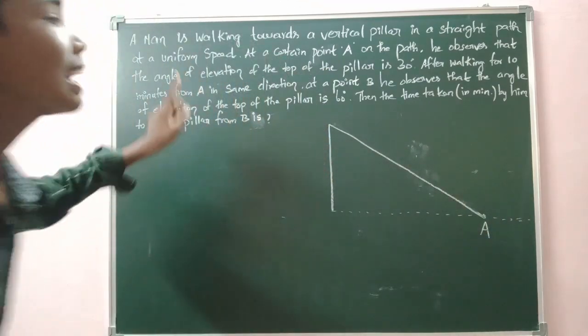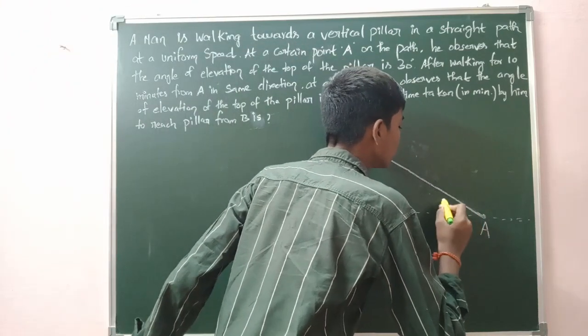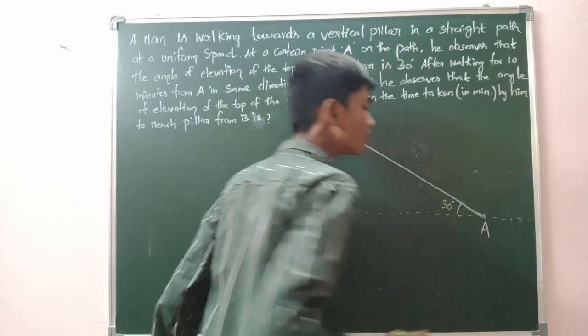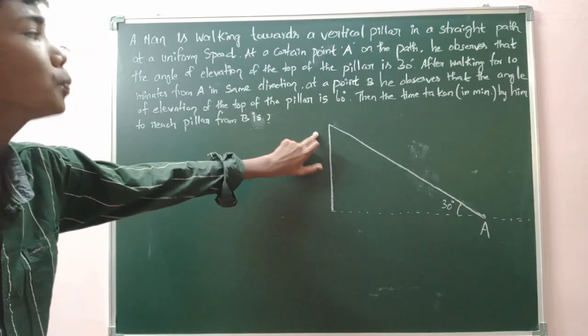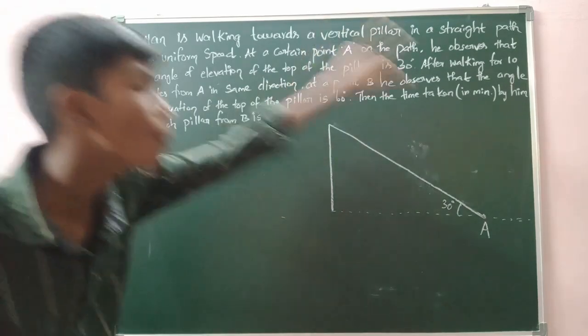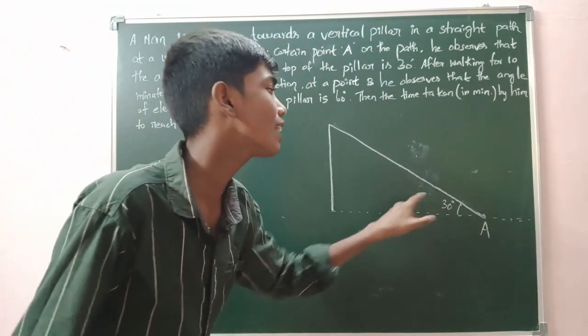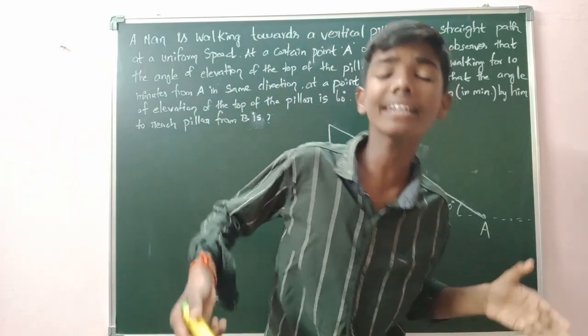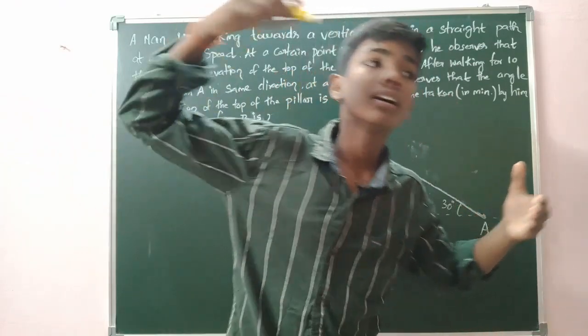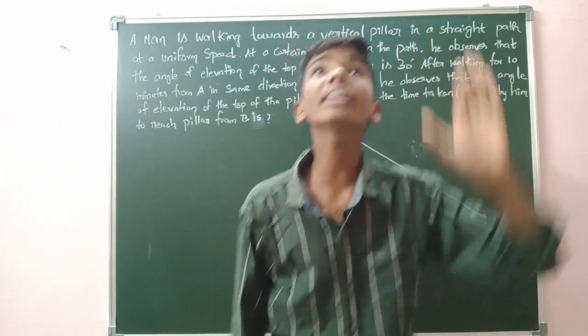And it is given that the angle of elevation is 30 degrees. Correct or not? So that is what is given in the question. He is observing the topmost point of the pillar from a point A such that his angle of elevation is 30 degrees. The angle of elevation is the angle made by the horizontal line with the line of sight when you are viewing upward.